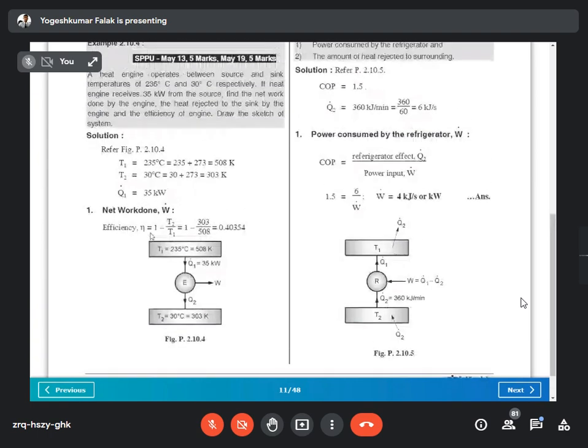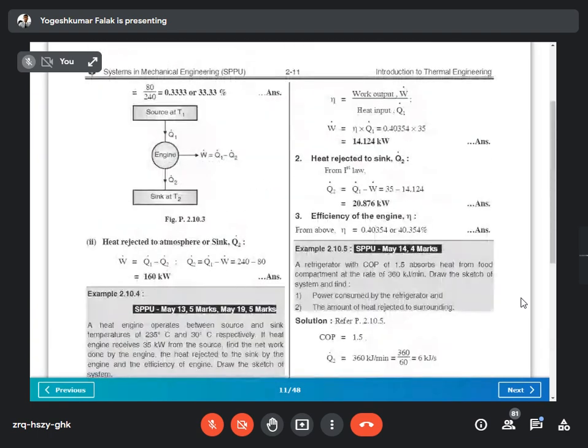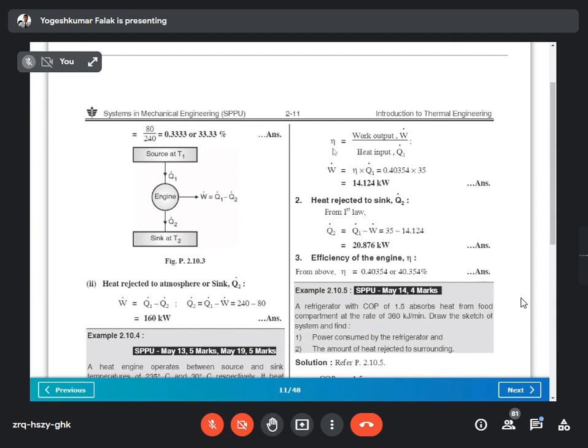40.354%. Once you know the efficiency, use the efficiency equation again. So you know that efficiency is equal to output upon input. So work output is what you need to calculate. Efficiency you know and heat input you know. So from the multiplication of efficiency into Q1, that is 0.40354 multiplied by 35, in kilowatt, you get net work done equal to 14.124 kilowatt.